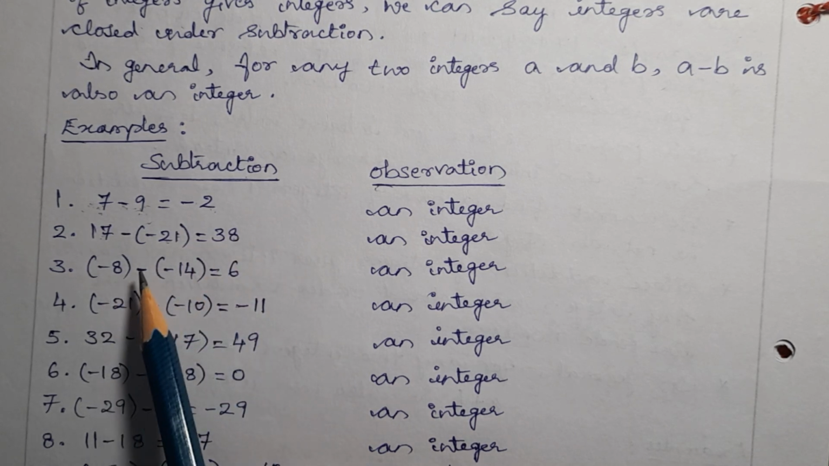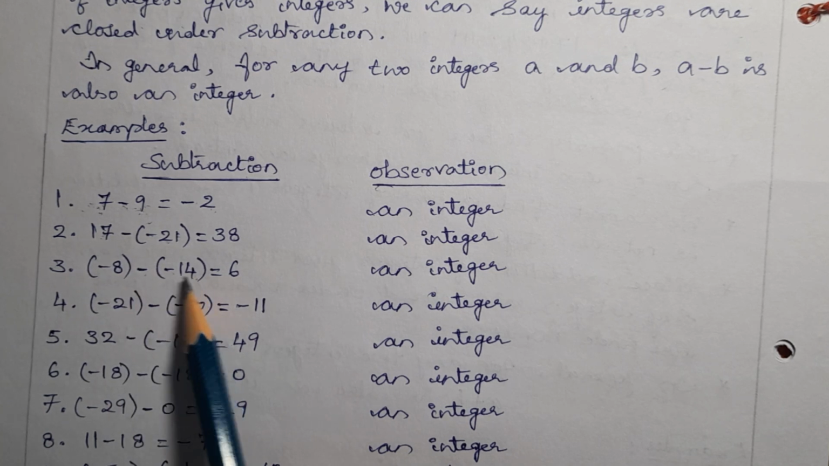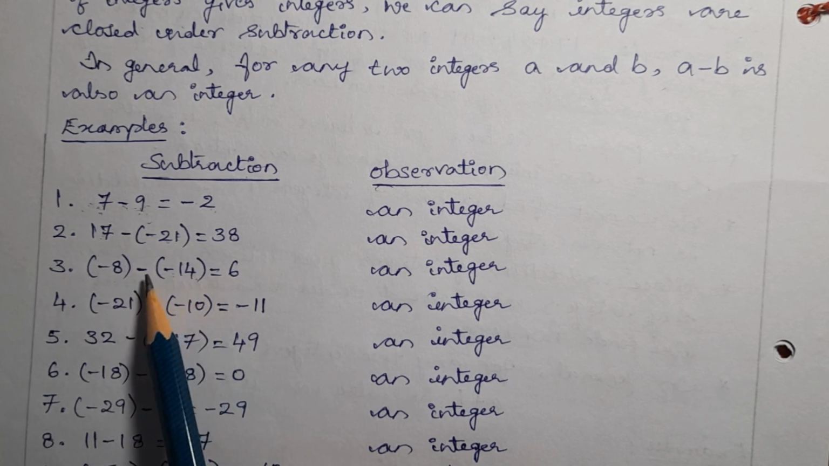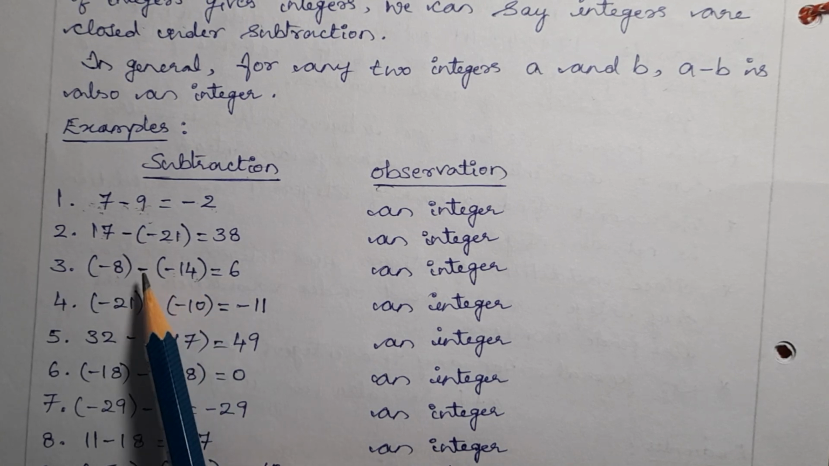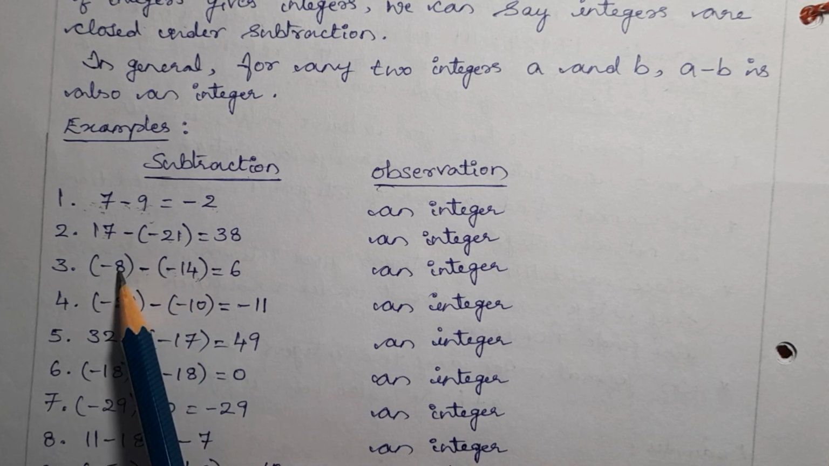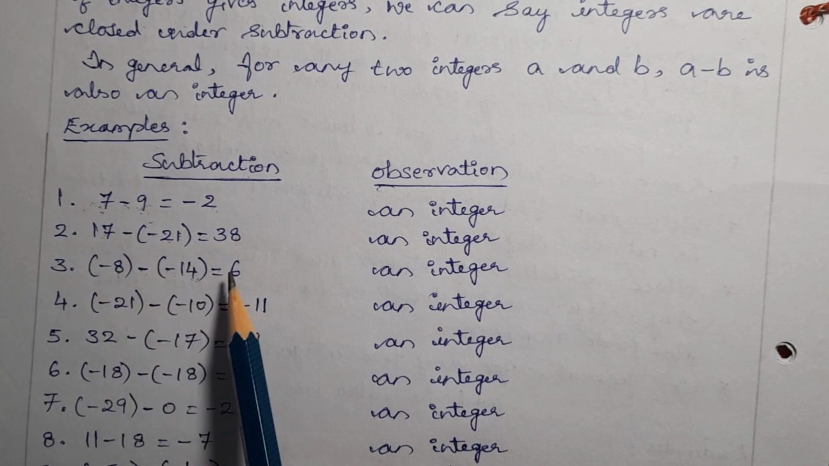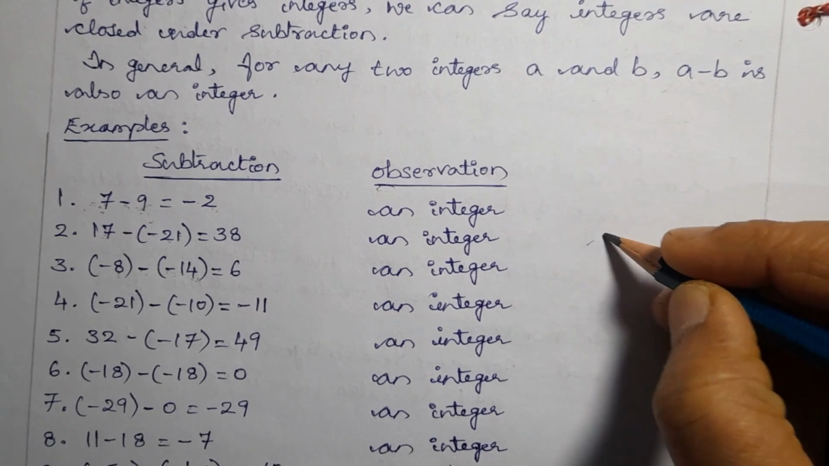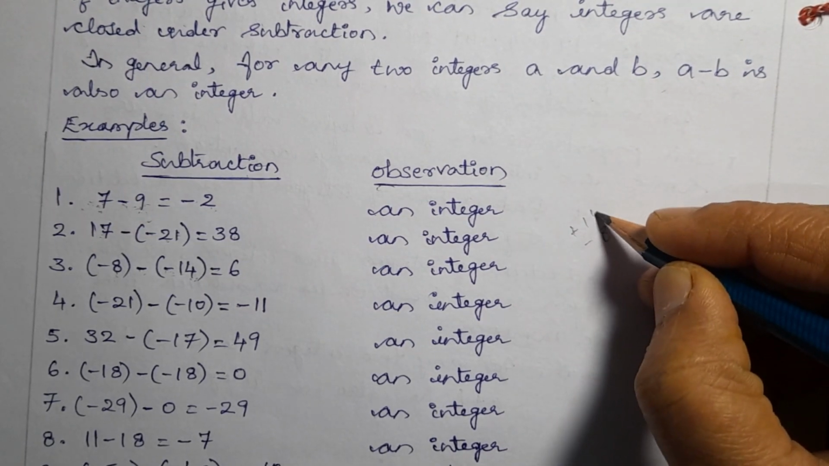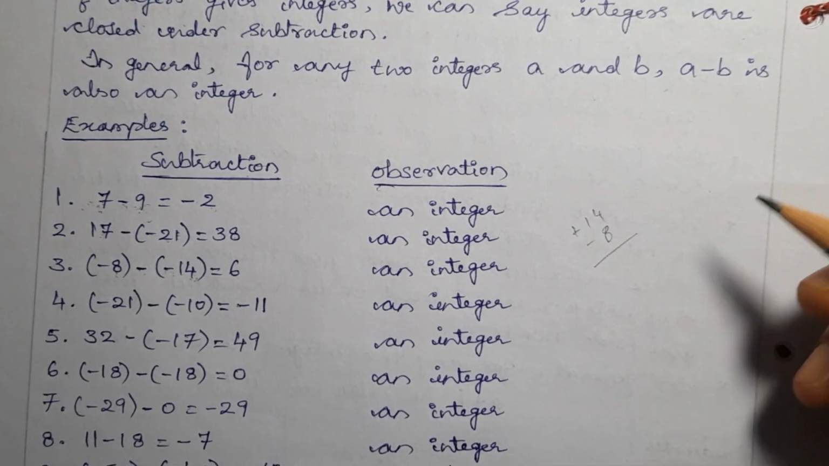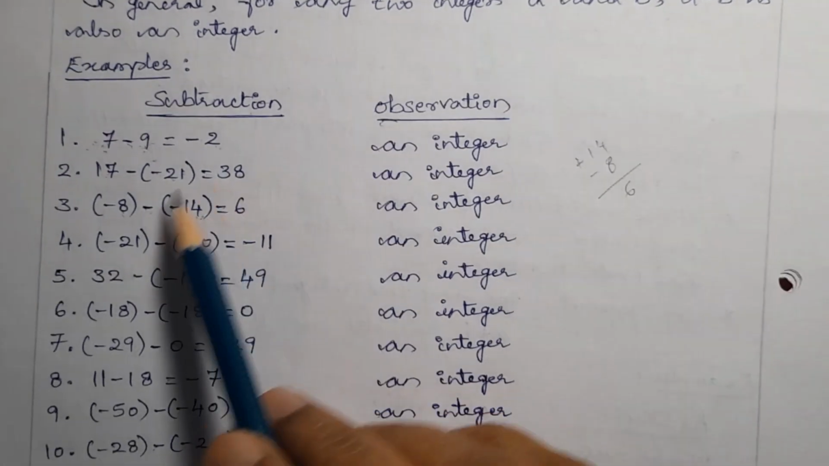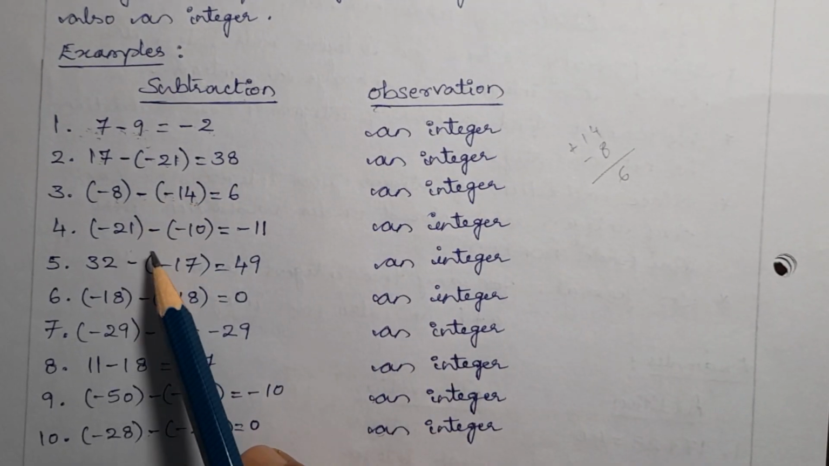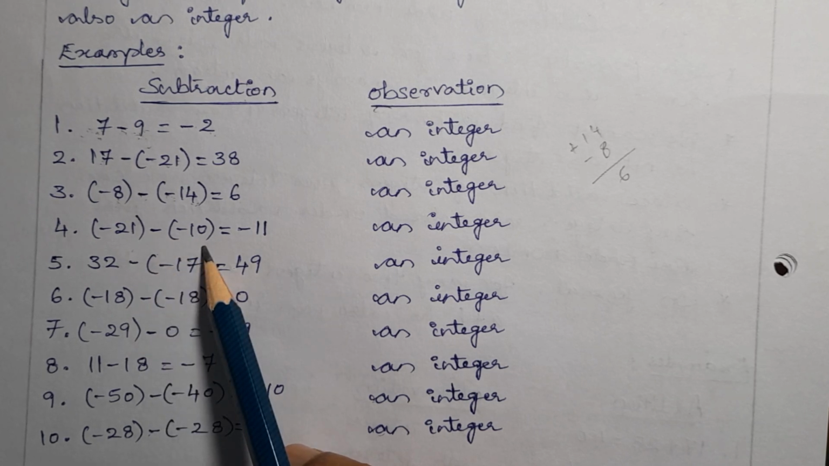Next, minus 8 minus 14 means subtraction of these two. Okay, we have to subtract minus 8 and minus 14. So minus minus becomes plus. So minus 8 plus 14 equals 6. Minus 8 plus 14 means if we subtract 8 from 14, we get 6. So it is a positive integer.